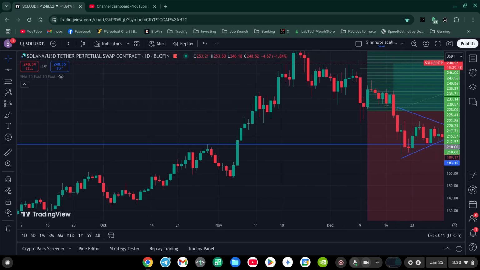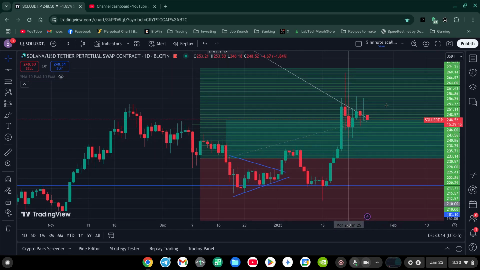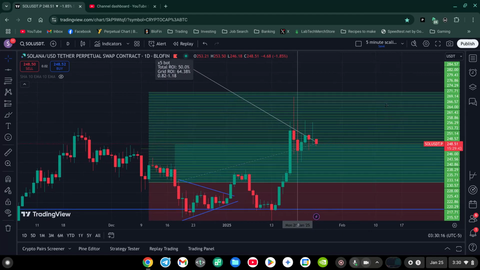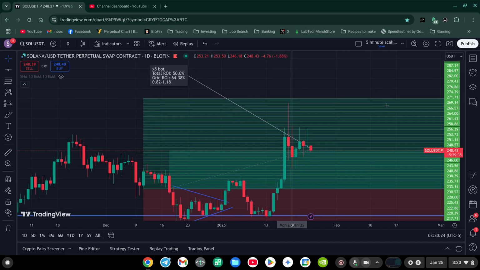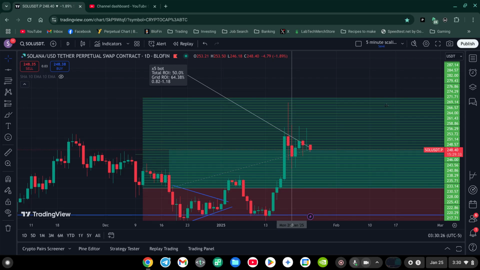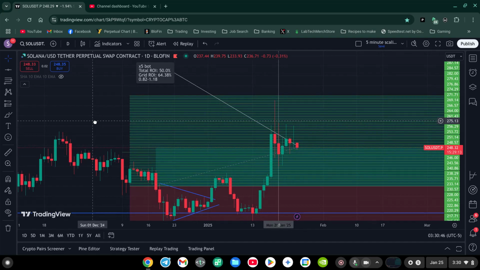So for an example here, I have an actual grid bot that I have had going for about a month. This is a bot that I'm running on Solana, which is roughly, arguably, the third biggest cryptocurrency out there, which set a couple of all-time highs recently, right here, and then also set a new one right here, which is wonderful for me.